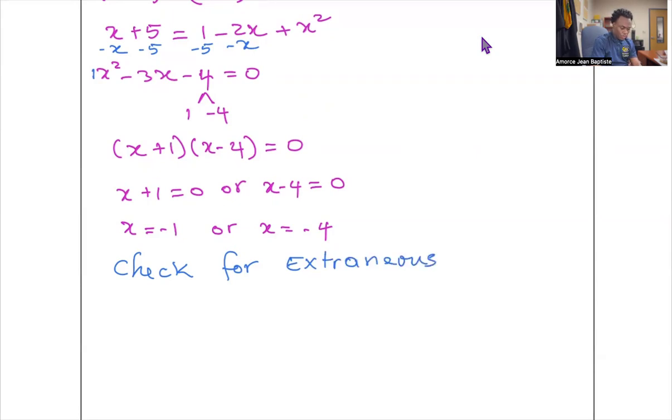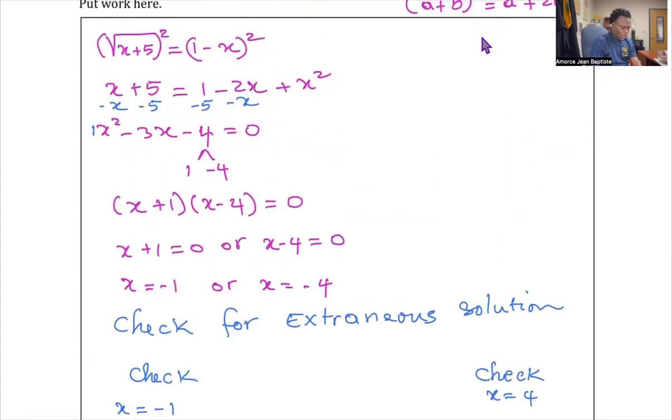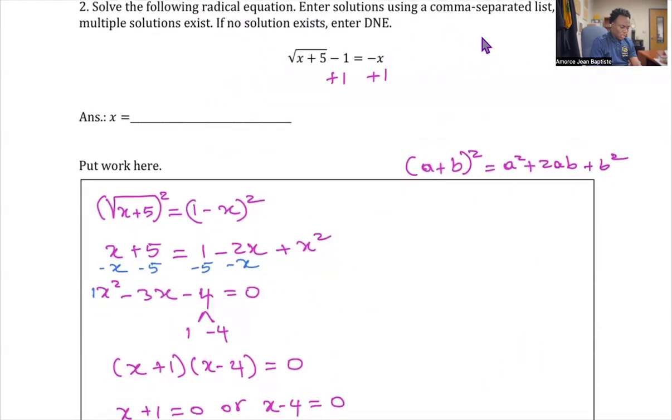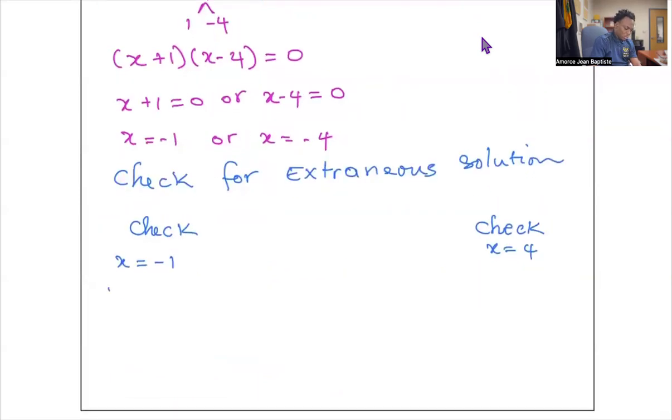Extraneous solution. So we would check for x equals -1, and we will check for x equals 4. Now for x equals -1, we would have square root of -1 plus 5 minus 1.